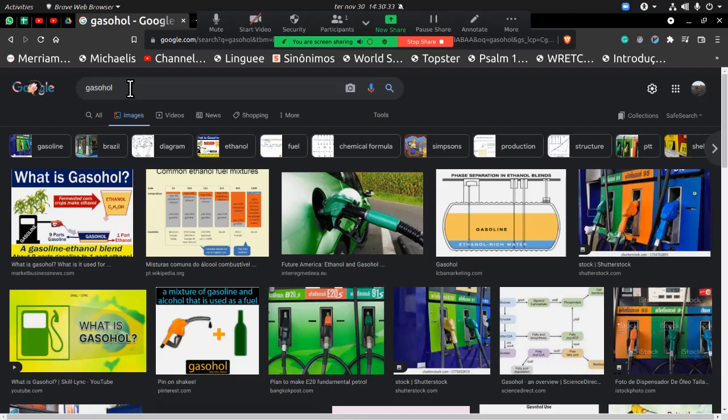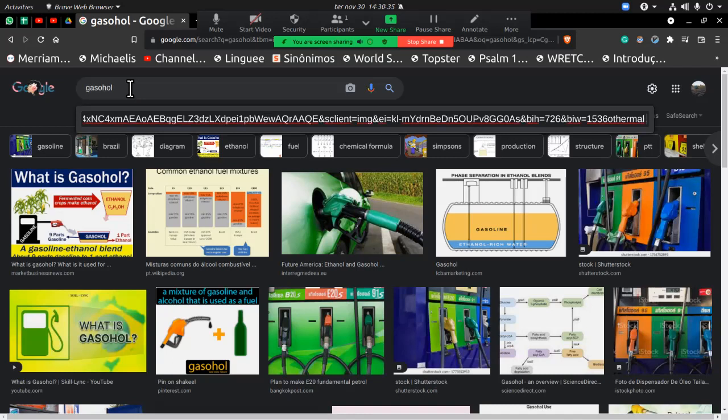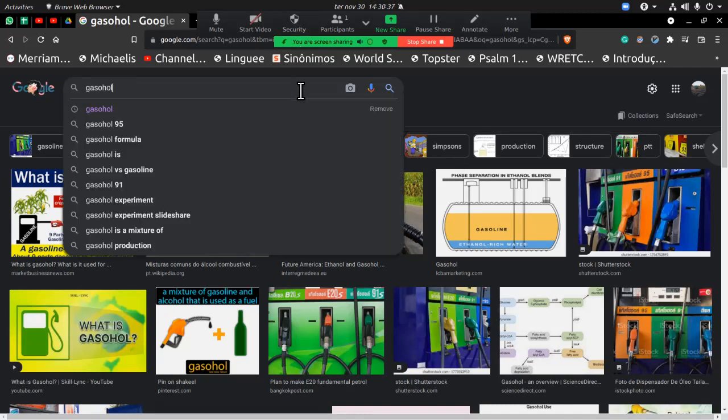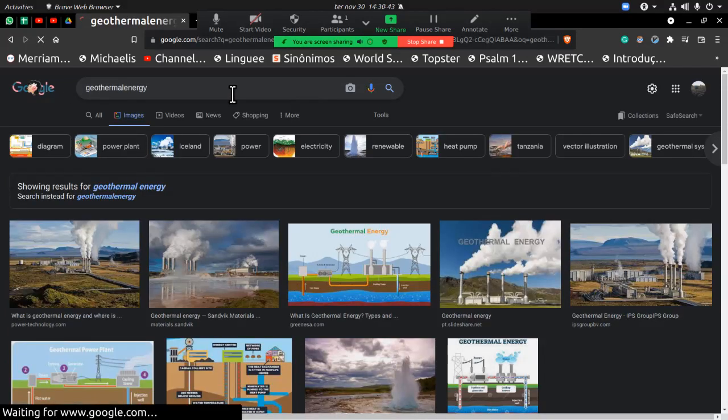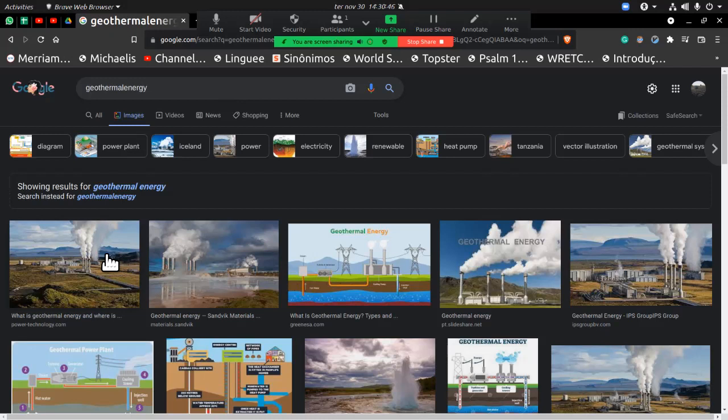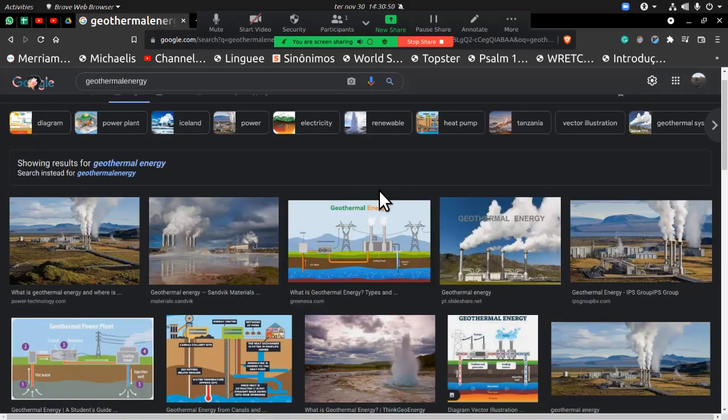There is also geothermal energy, which uses hot water already under the earth, so that's used. It goes out almost as vapor, and it produces heat and also electricity.